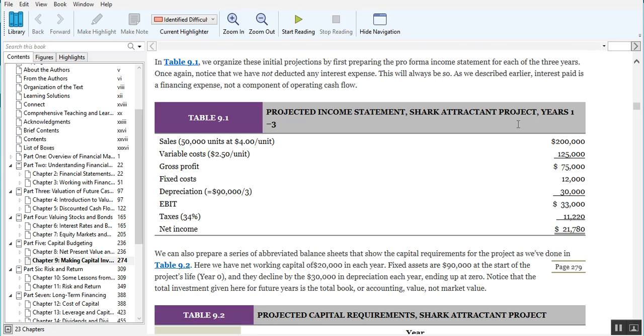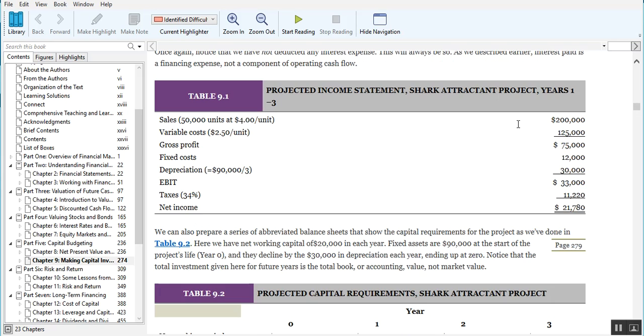So we do this pro forma here, where we take the sales that we've projected of 50,000 units and calculate sales over the course of the project life of 200,000. We take the number of units times the cost needed to manufacture those at $2.50 each. We get 125,000, so we have gross profit of 75,000, fixed costs of 12,000, depreciation of 30,000.